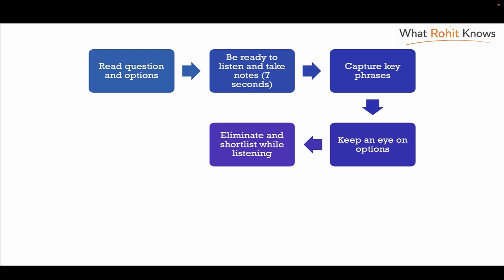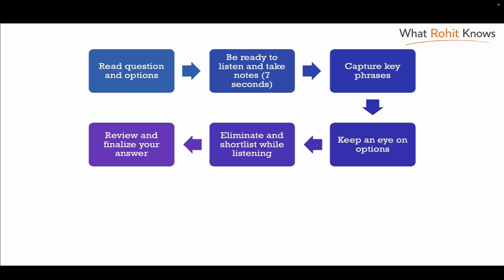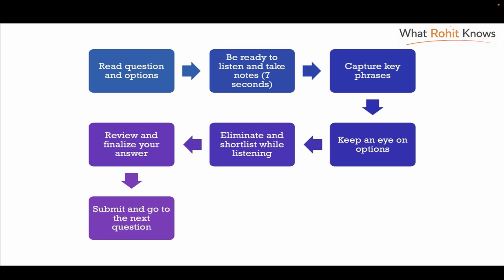And when you hear something which contradicts something written in one of the options, then that is eliminated. If you do this, you can eliminate and shortlist a few options by the time the audio ends. This will save you a lot of time and also make it easier to remember and pick the correct option in the end. Then you review, finalize your option, look at any you've shortlisted, go through them, and then finalize your option and submit it, and right away go to the next question without wasting any time. Now I'll play this.